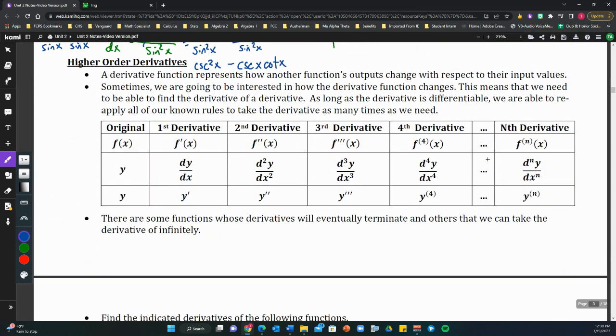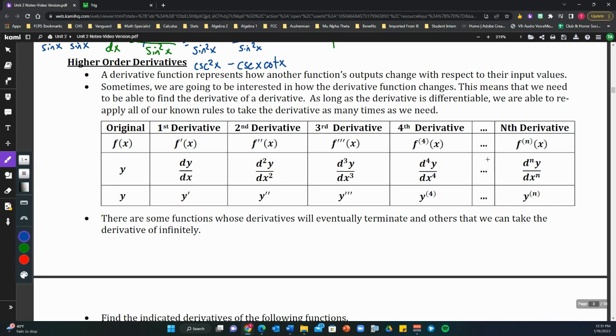All right, so that's about all we're going to talk about as far as our trig functions go for right now. And now we're going to turn the page to some higher order derivatives. A derivative function represents how another function's outputs change with respect to their inputs. So as I make x bigger, how does y change? That's in general what a derivative function represents. But sometimes we're going to be interested in how the derivative function itself changes. In other words, we need to be able to find the derivative of a derivative.